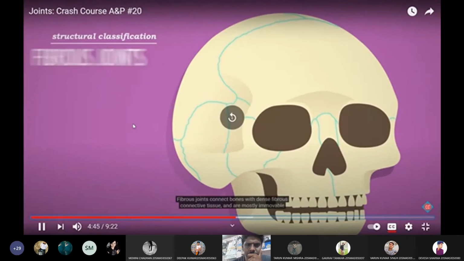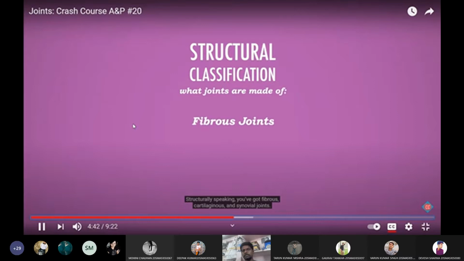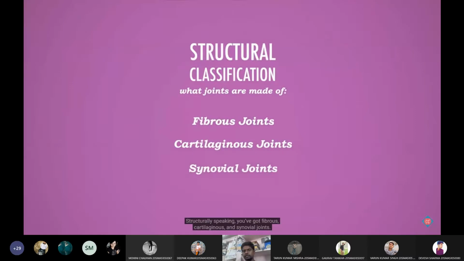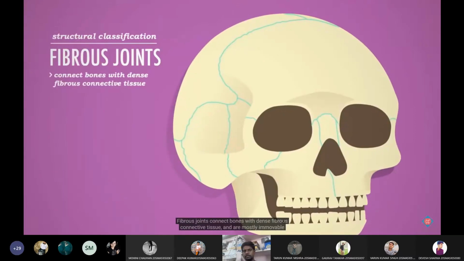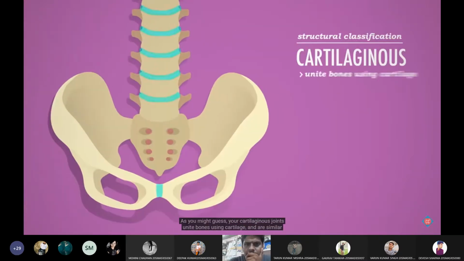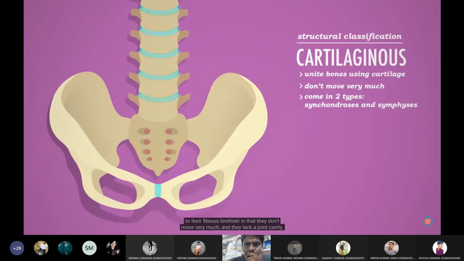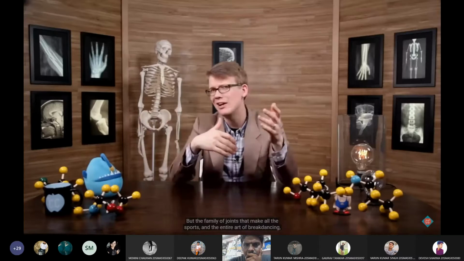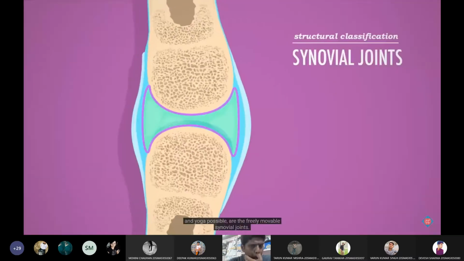Structurally speaking, you've got fibrous, cartilaginous, and synovial joints. Fibrous joints connect bones with dense fibrous connective tissue and are mostly immovable, like those sutures between your skull bones. As you might guess, your cartilaginous joints unite bones using cartilage and are similar to their fibrous brethren in that they don't move very much and they lack a joint cavity. But the family of joints that make all the sports and the entire art of breakdancing and yoga possible are the freely movable synovial joints.